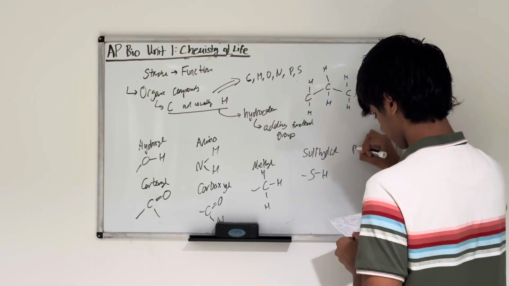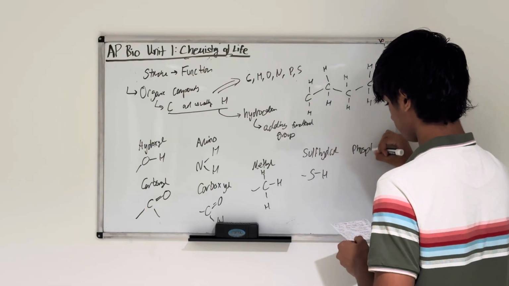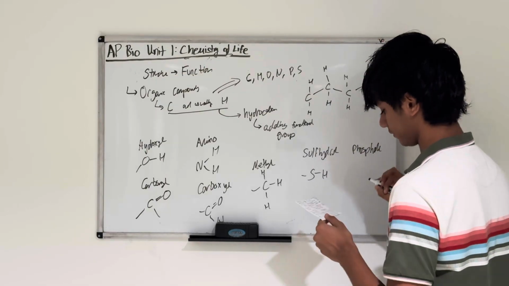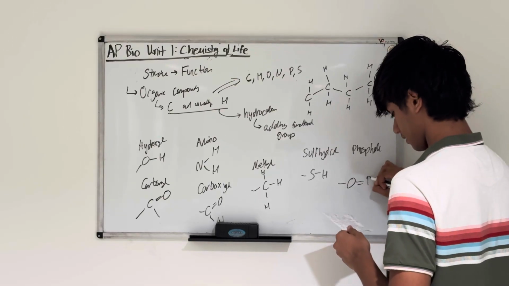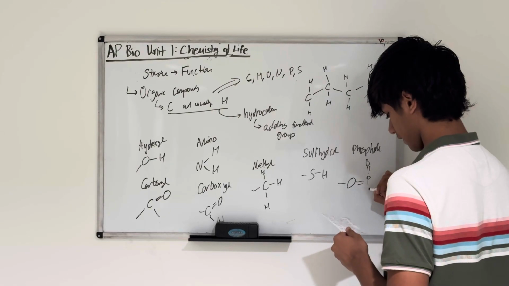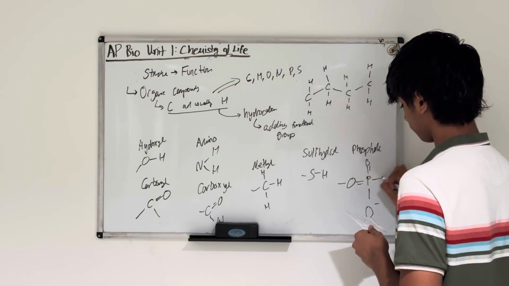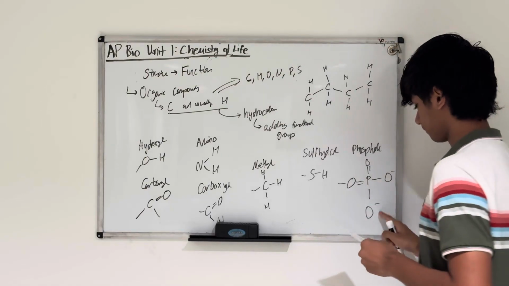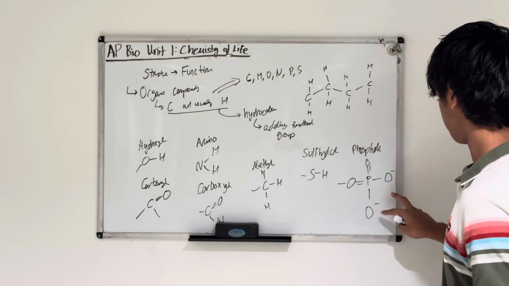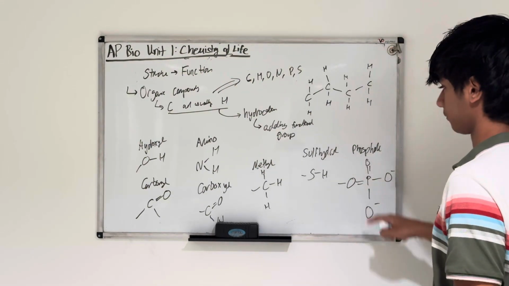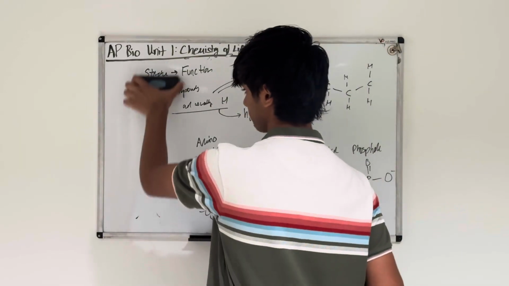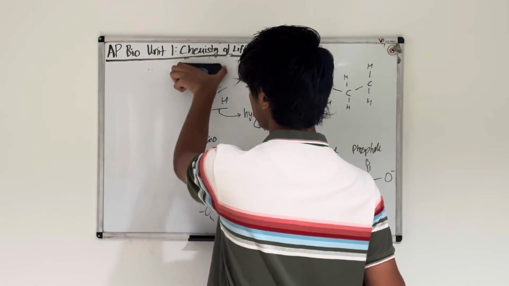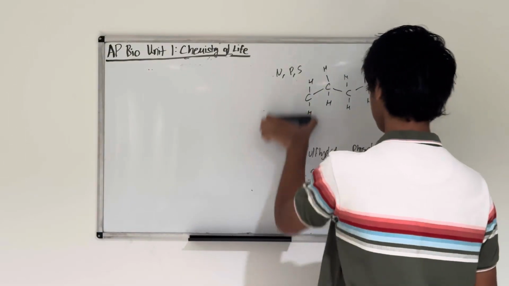And finally, phosphate is the last functional group you need to know. This is a phosphate bonded to 4 oxygens, and 2 of the oxygens are negatively charged, which is why we're able to have more than 4 bonds. Okay, so those are the basic organic compounds and some functional groups. Now let's go into the 4 macromolecules.